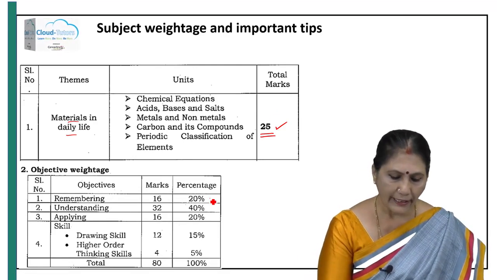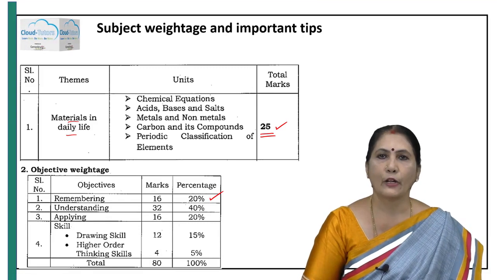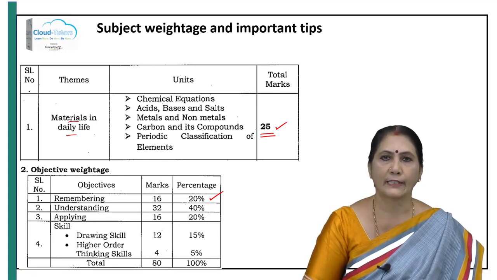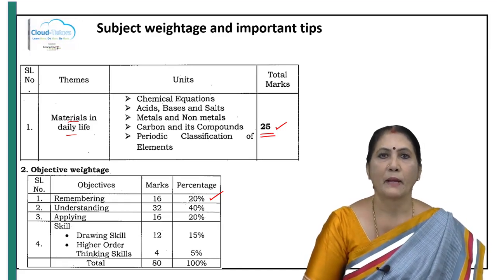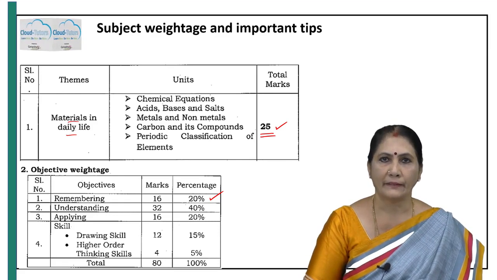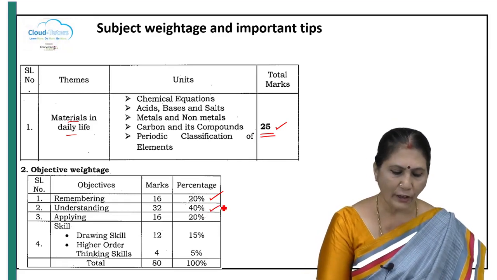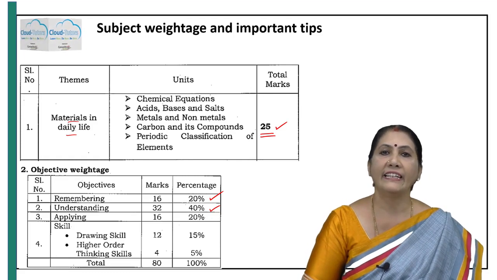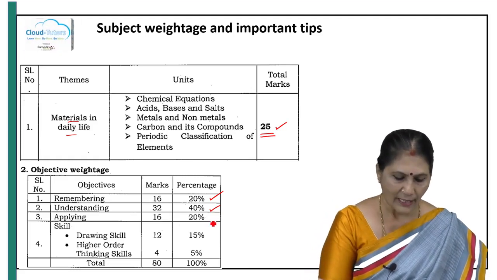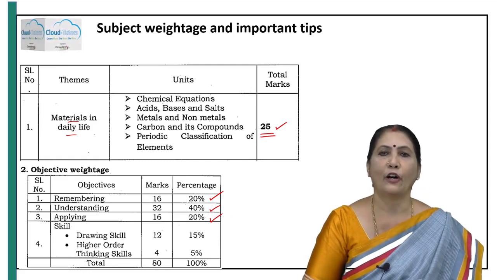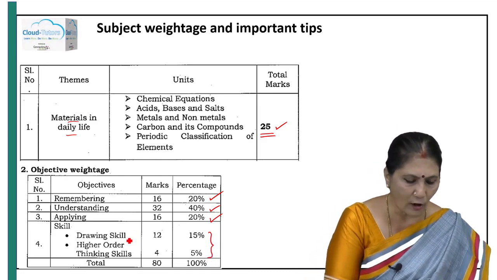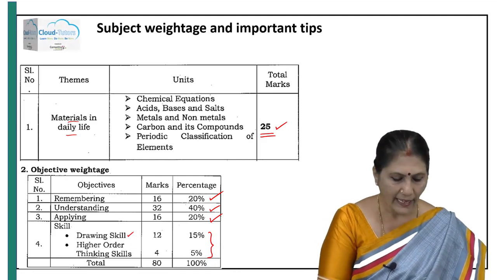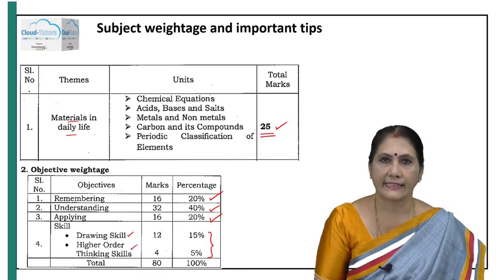You will be getting 20% in terms of the remembering aspect of Bloom's taxonomy. Any question paper is generally set based on Bloom's taxonomy. Next, we have 40% covered for understanding aspects, 20% covered for application skills. The remaining 20% is focusing on the drawing skill as well as the higher order thinking skills.